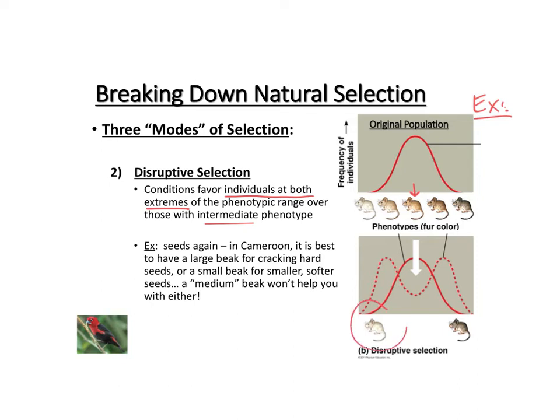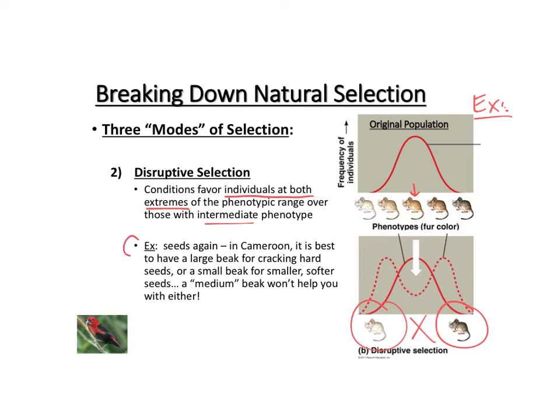And so the really lightly colored ones survive better, and the really dark colored ones survive better, and the middle ones are basically eliminated. This is what we call disruptive selection. A little less common than directional selection, but we can see this happen.